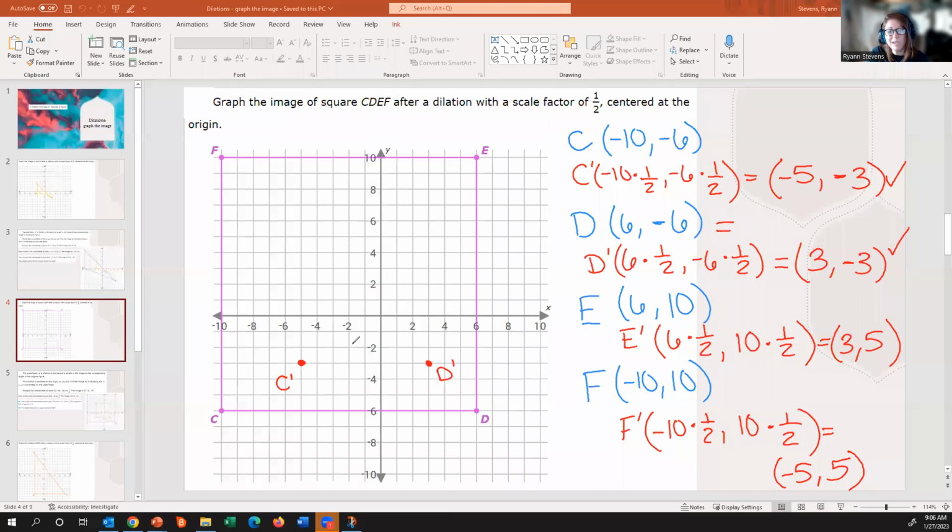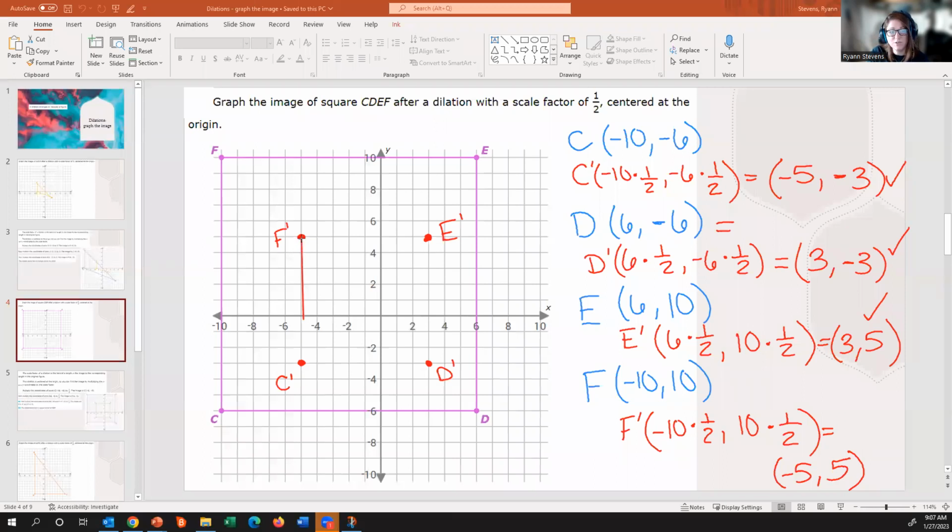Now we're going to move to E, which we're going to start at the origin. We're going to go positive 3, which is to the right. And then we're going to go up to 5. And that would be E. And then we're going to do the last one, which is F. So we're going to start at the origin. This time we're going to go in the negative 5 direction. And then we're going to go up to a positive 5 here. So now we have all of our points plotted, okay?